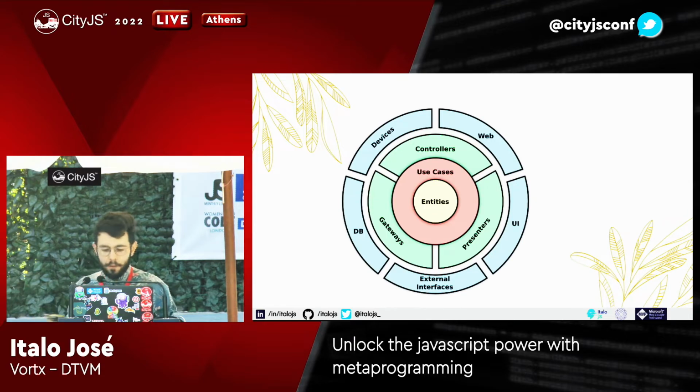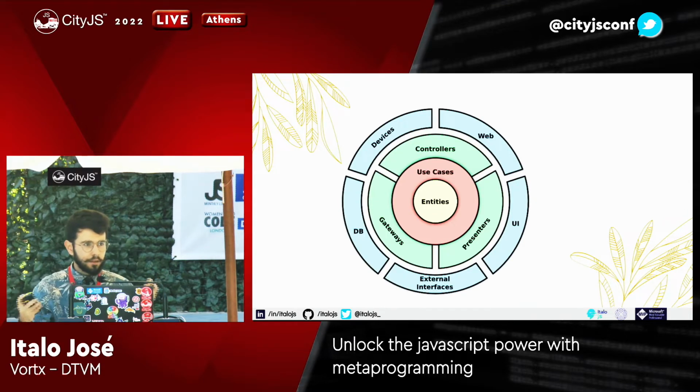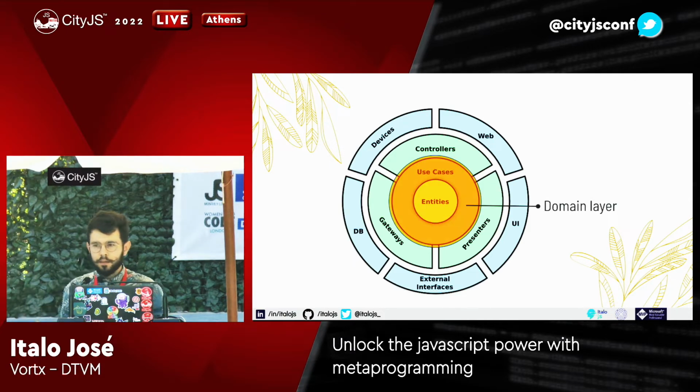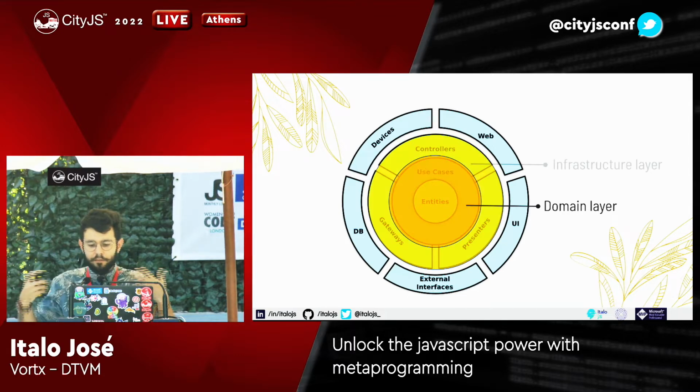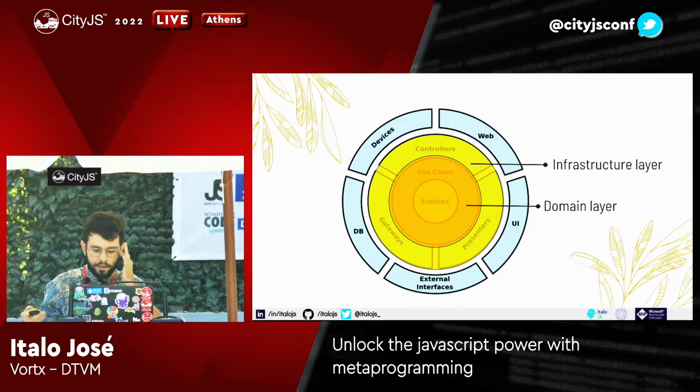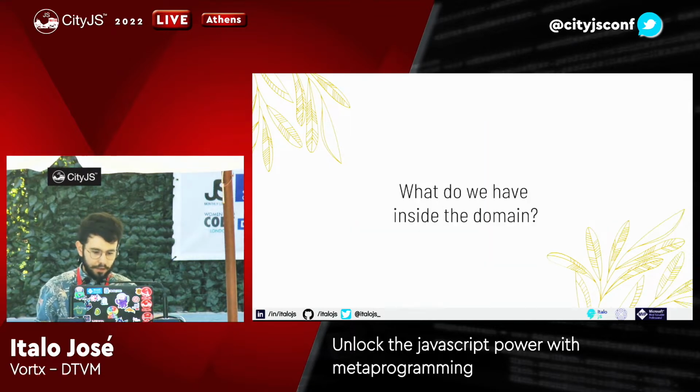For example, I don't know if everybody knows, but this is the clean architecture diagram, and we have basically our domain and our infrastructure. In the domain, we have the use cases and the entities, and everything else is our infrastructure layer. The idea of DDD itself is to code oriented to domain. So basically, if we code oriented to domain, we must care only about the domain, right? But we don't actually do it.